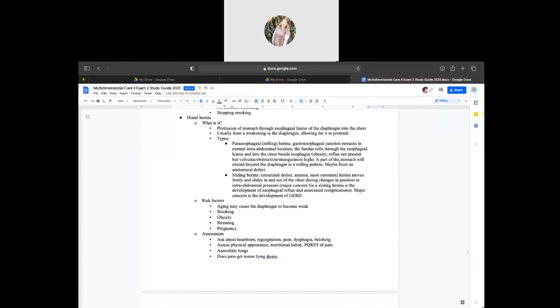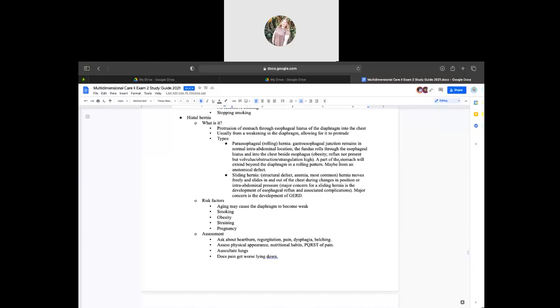It can often be from an anatomical defect. And then sliding hernias are often the most common. It's when the hernia moves freely and slides out of the chest as a little part. It's usually from intra-abdominal pressure. The main problem is the complications, and it can cause development of GERD.